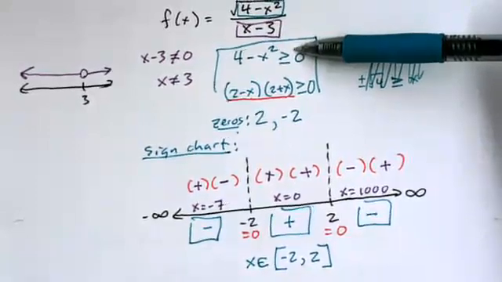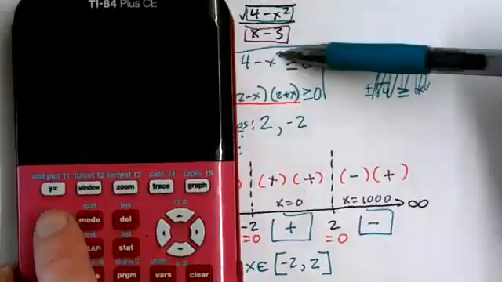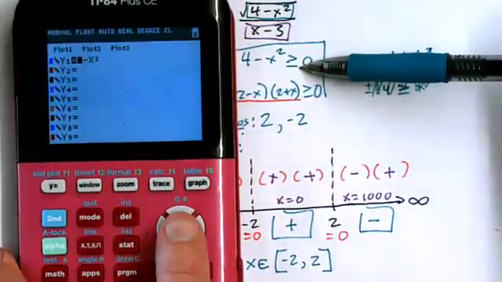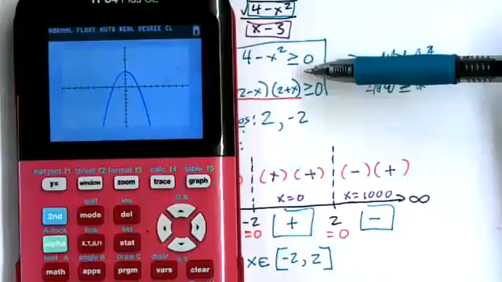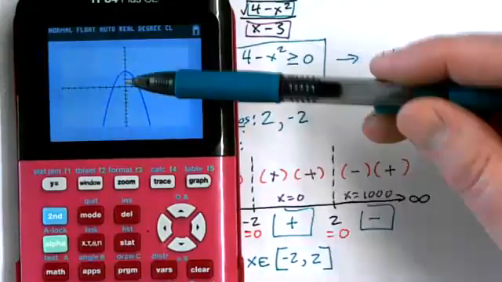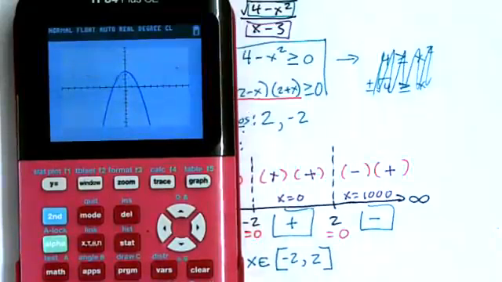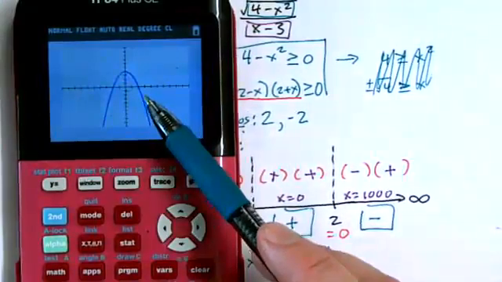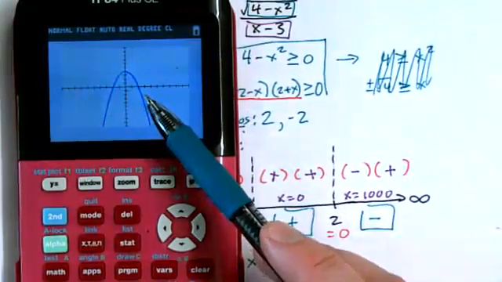So what we did back in September was we said, oh, 4 minus x squared is greater than or equal to 0. Let's graph 4 minus x squared. Let's look at the graph of that and figure out where this graph is greater than or equal to 0. Where is it above the x-axis? And that was between x values of -2 and 2. Do you guys remember doing it that way at the beginning of the year?